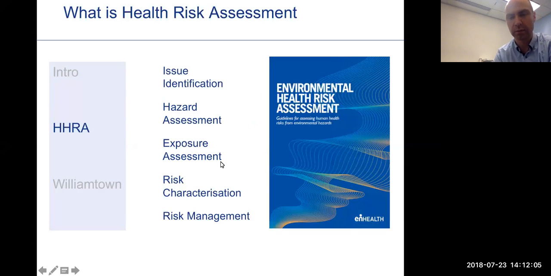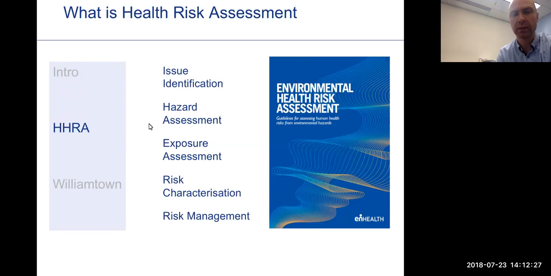Now, this is the book I mentioned, Environmental Health Risk Assessment from enHealth. So enHealth is a committee Australia-wide that includes people who have my role as heads of environmental health across the country, and also includes federal health. And it's really, I suppose, probably the most important document for health risk assessment.